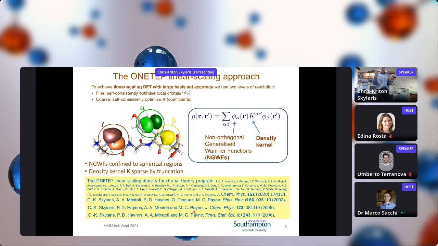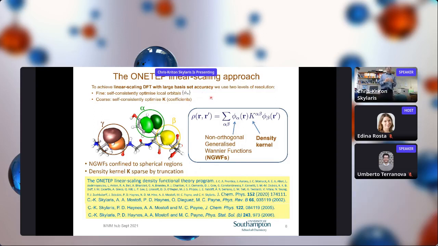So it has taken a long time and a lot of developments, which I'm completely hiding here, 20 years of work, to develop linear scaling approaches where the computational effort is linear, but also we retain the same high level of accuracy as conventional DFT. And Wanted is such an approach where we achieve this by having two levels of resolution.